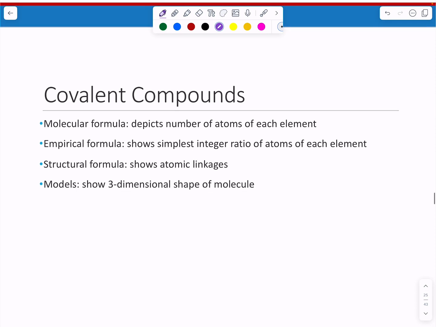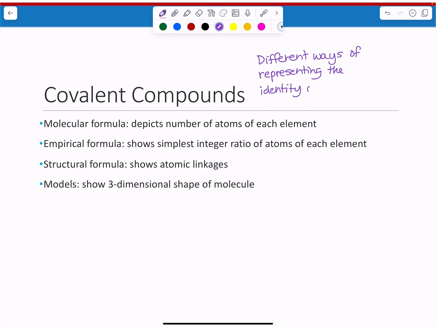All right. So our covalent compounds, we have different ways of representing the identity of the compound. So the purpose of this slide is explaining the different ways of representing, or communicating, the identity of a covalent compound.